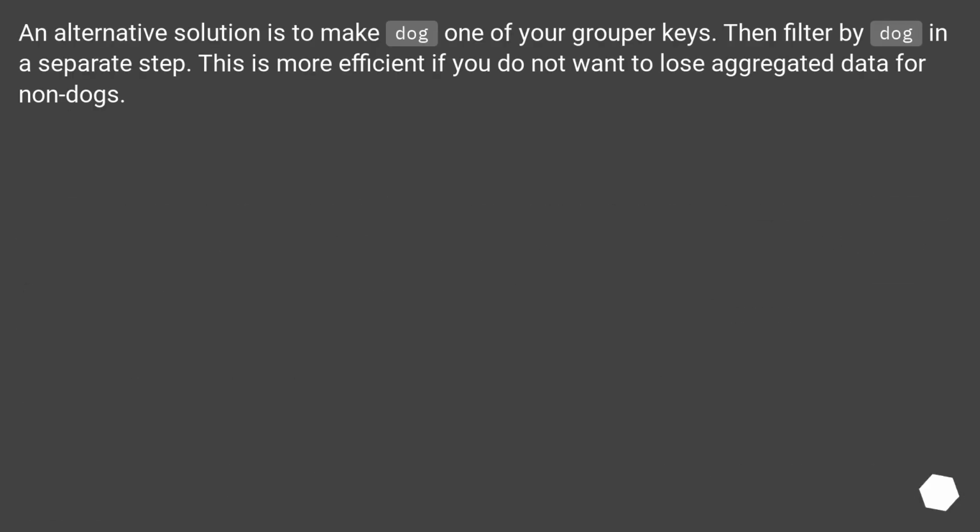An alternative solution is to make dog one of your grouper keys. Then filter by dog in a separate step. This is more efficient if you do not want to lose aggregated data for non-dogs.